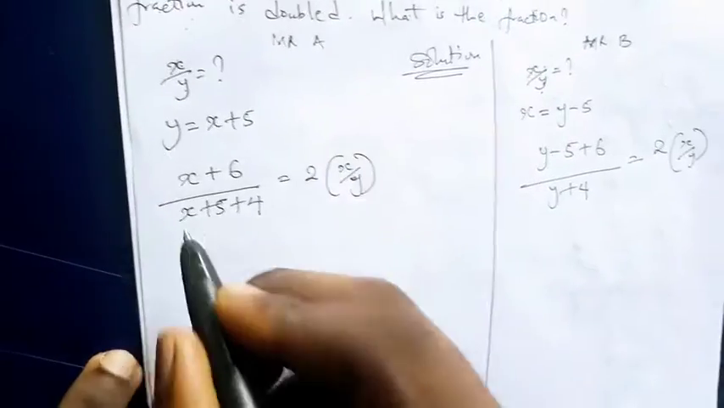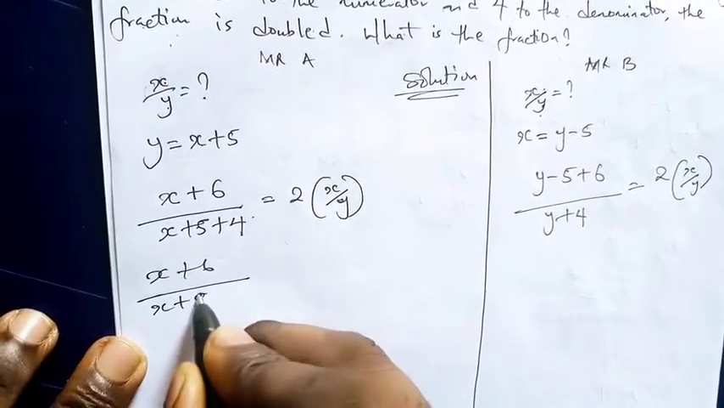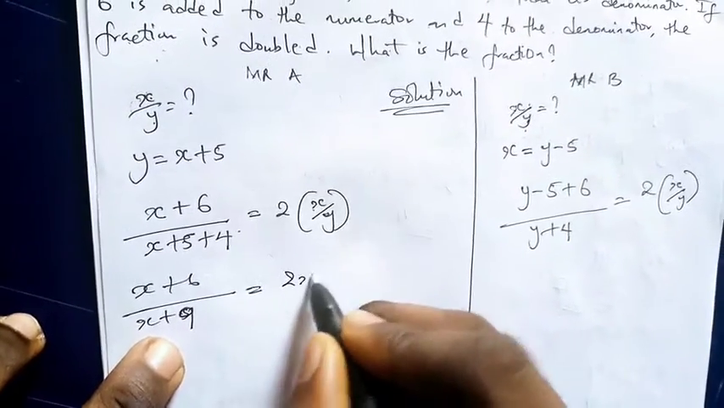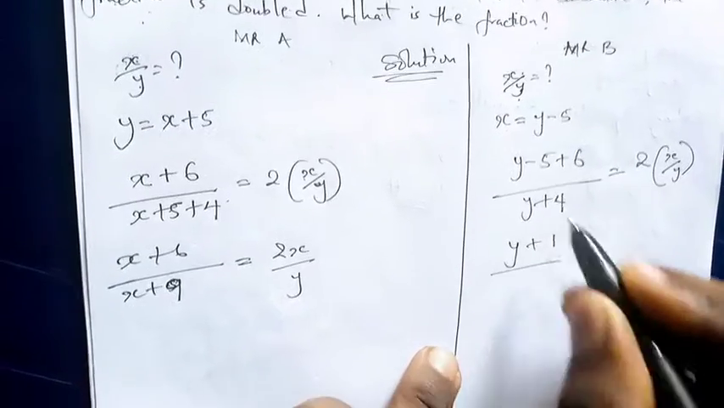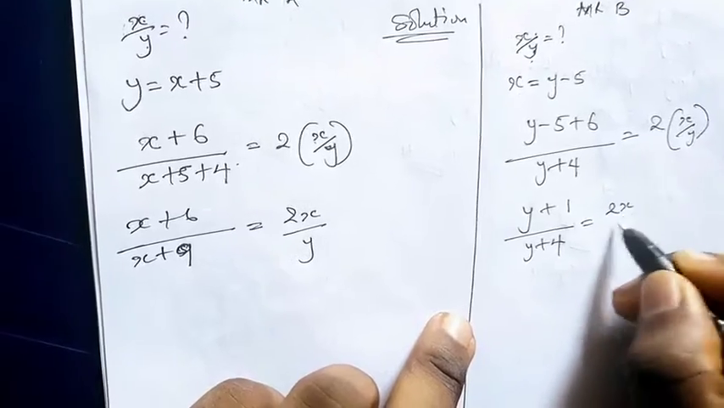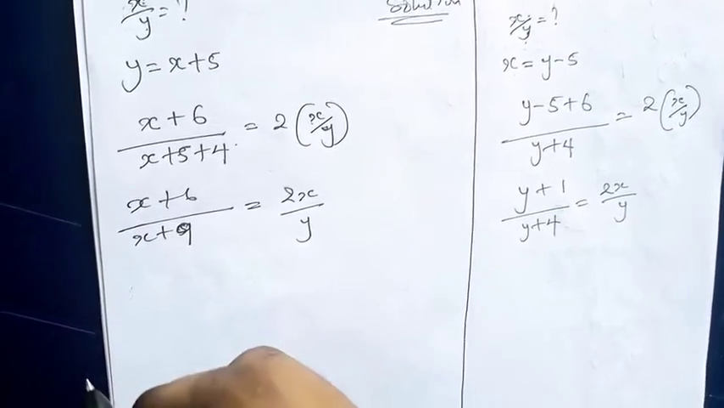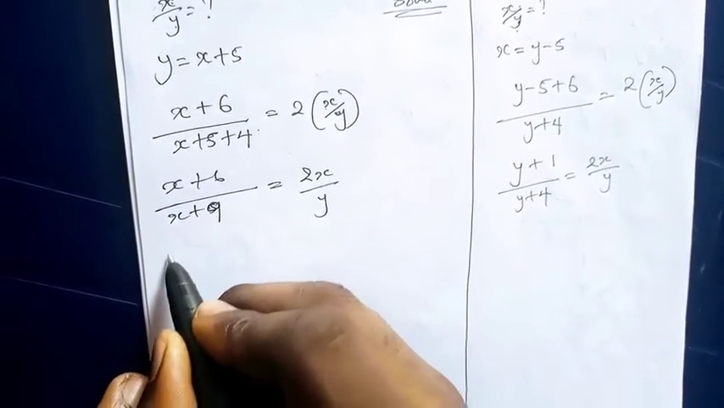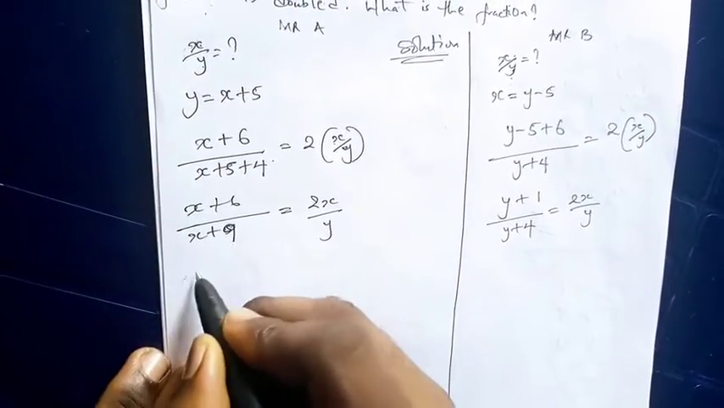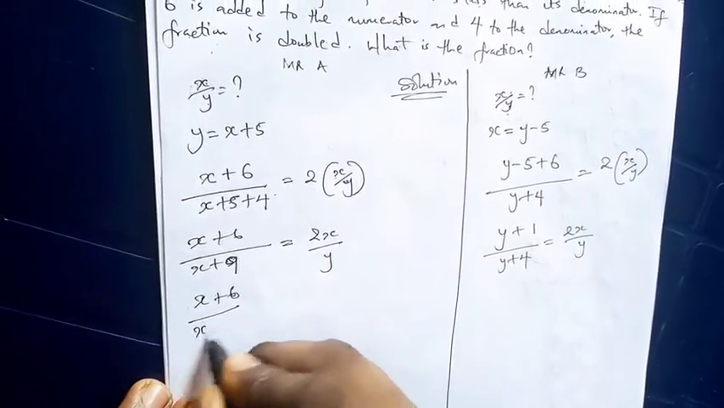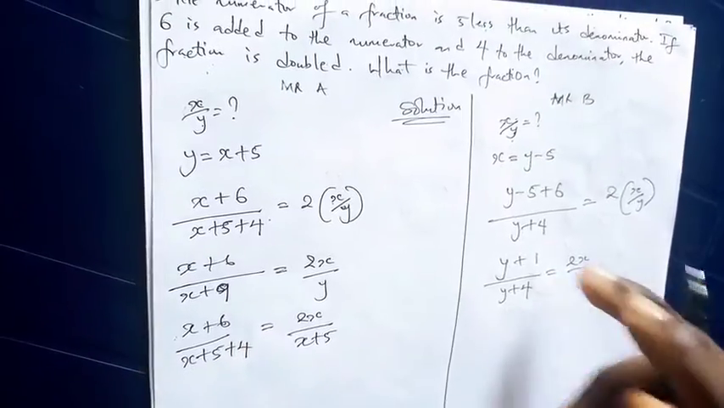And they solve. Here I will have x plus 6 over x plus 5 plus 4, or rather x plus 9, equal to 2x over y. And for Mr. B here, I will have y plus 1 over y plus 4 equal to 2x over y. Okay, now cross multiplying. If I cross multiply, y here is equal to x plus 5. So this is x plus 6 over x plus 5 plus 4, which is equal to 2x over x plus 5.